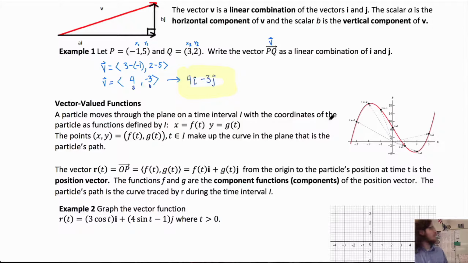Okay, so moving on to vector-valued functions. It says a particle moves through the plane on a time interval I with coordinates of the particle as functions defined by I. We've got our two components, our horizontal component x, which we'll represent as f of t, and our vertical component y, which we'll represent as g of t. It says the points x, y equal f of t comma g of t, where t is an element of our interval. All of those points together make up the curve in the plane that is the particle's path.